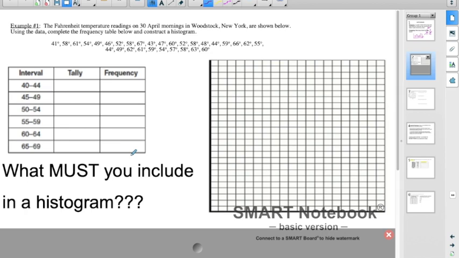Okay, so example number 1. The Fahrenheit temperature readings on 30 April mornings in Woodstock, New York are shown below. Using the data, complete the frequency table below and construct a histogram. Okay, so guys, please pause this video now and get down at least the data points, make a little table, and then try and make a sketch of a graph, okay? It doesn't have to be perfect. I know it's a lot, but pause the video and do that now.